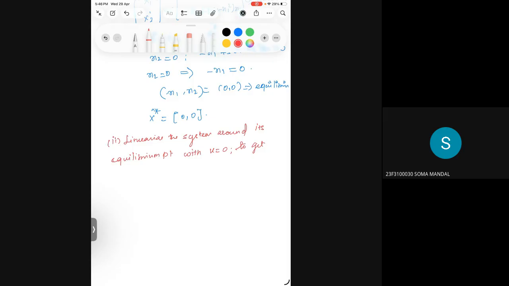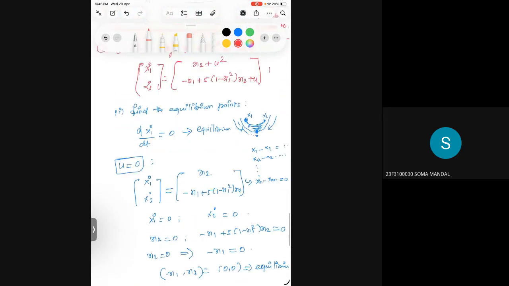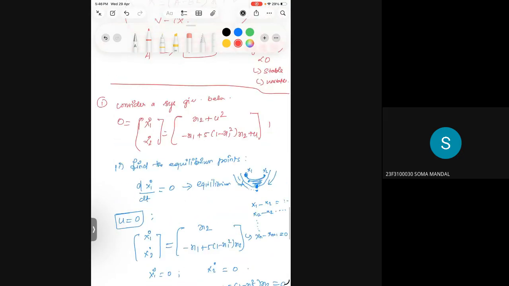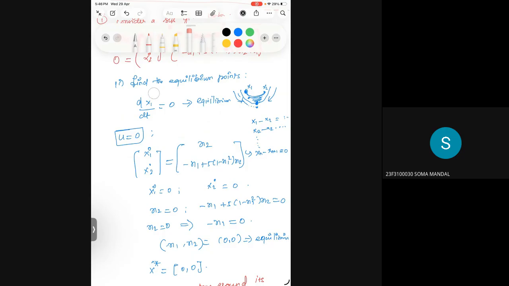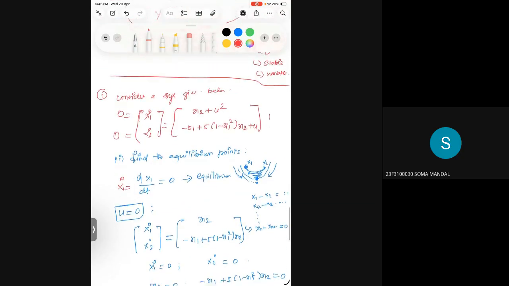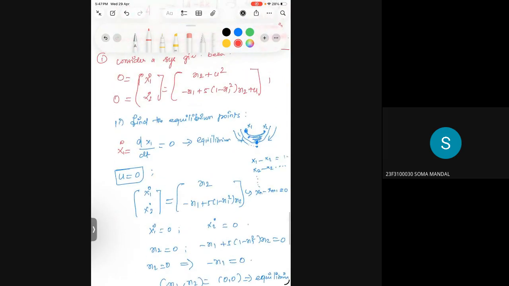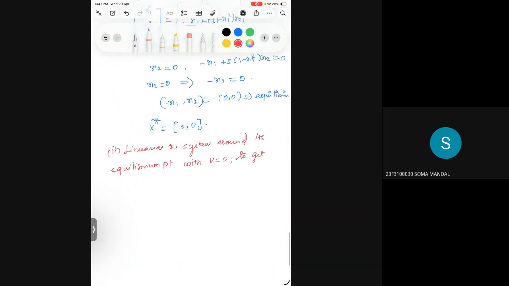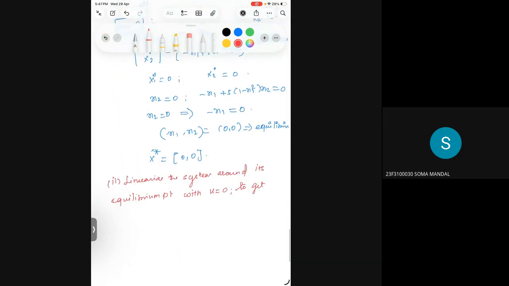Every time you have to equate this to 0: your x1 dot equal to 0, your x2 dot equal to 0. This is actually dx by dt, that is dx1 dot. Either it is x1 dot or dx1 by dt. Why we are equating it to 0 is the explanation I have given here. There should not be any change between its successive states, which means it is settled. That is where we find the equilibrium point. Every time you have to equate it to 0. But every time 0, 0 alone won't be the equilibrium point. You have to do it properly.